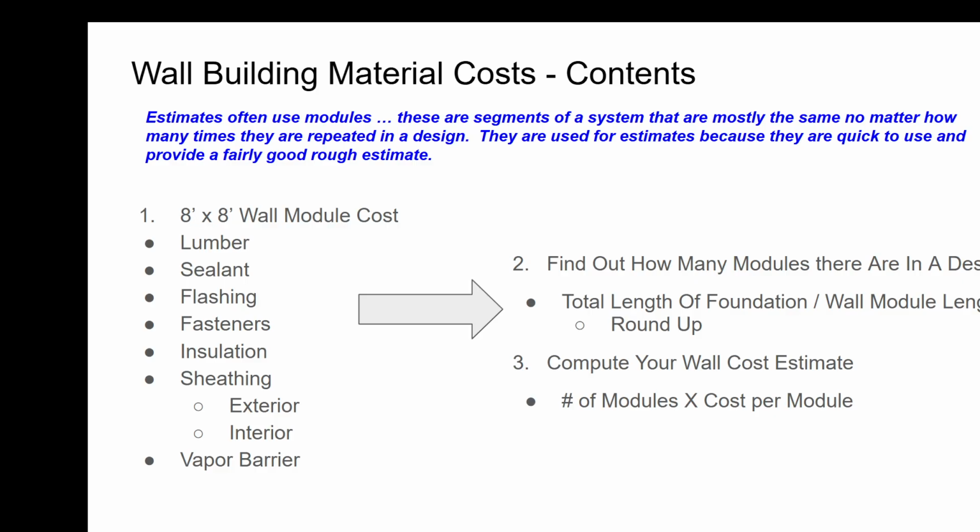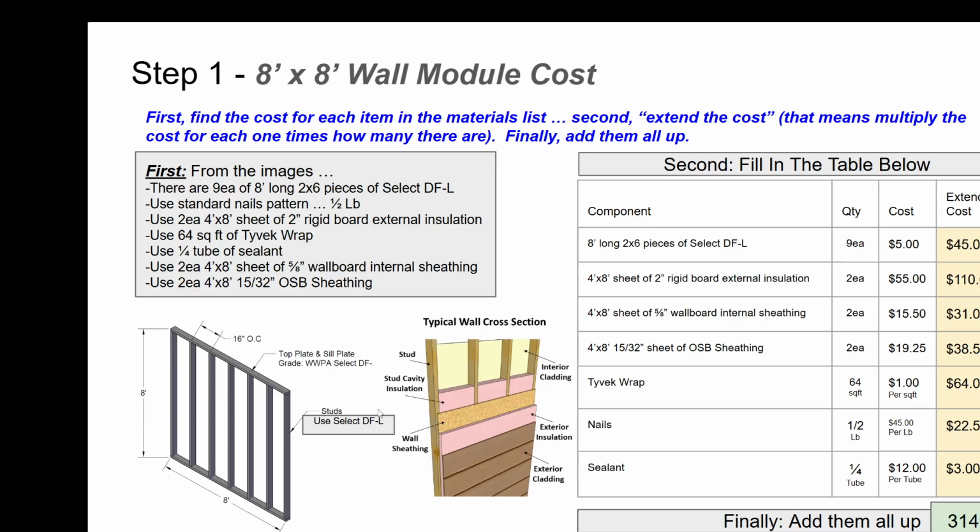Okay, once you know how many modules there are, and you know the cost of a module, you're ready to get the wall cost estimate. That's the number of modules times the cost for each module. There. So it's pretty straightforward. 1, 2, 3 steps. Let's see how it looks.